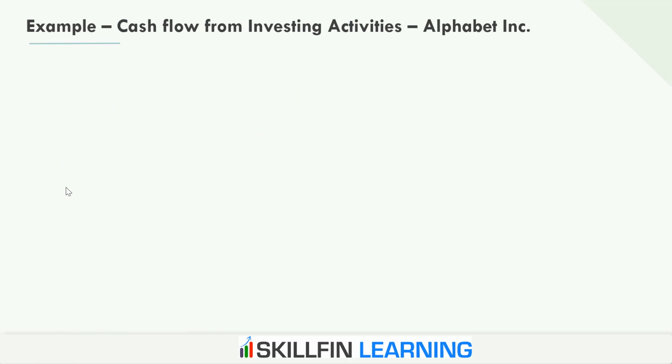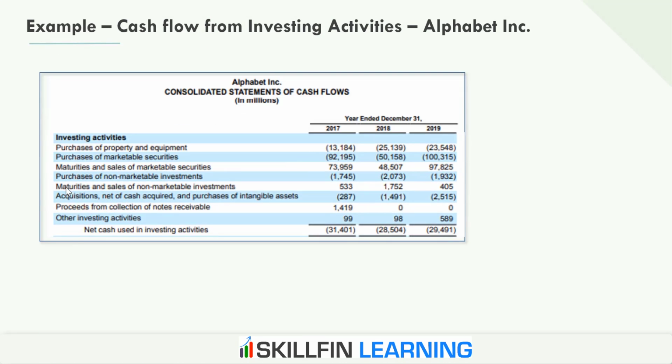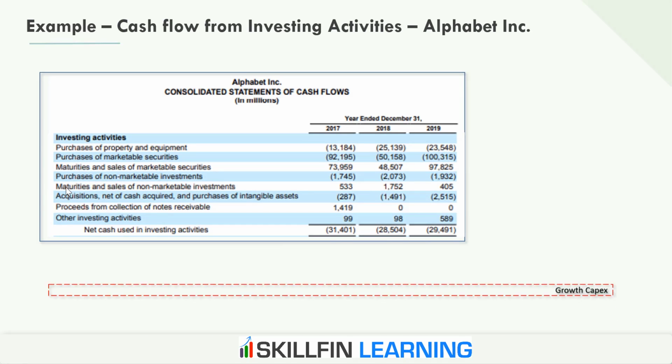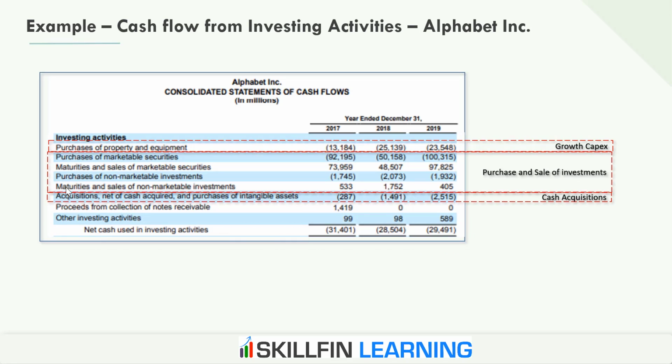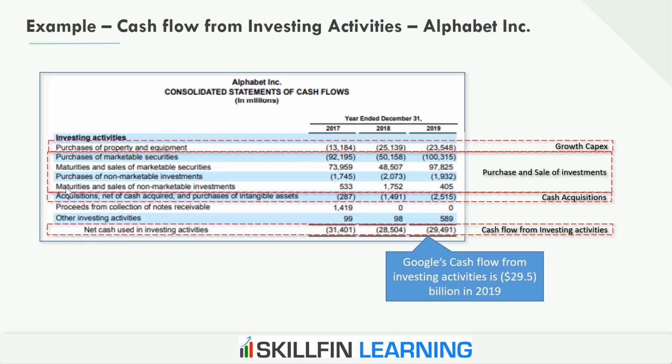Moving to the cash flow from investing activities, this is how it looks for Google. Here we have the purchases of property, plant and equipment, which is the growth capex for the company. Then we have the purchase and sale of investments. The cash acquisition done by the company is $2.5 billion. Net cash used in the investing activity is 29.5 billion. So the cash flow from investing activities is a negative 29.5 billion for Google in 2019.